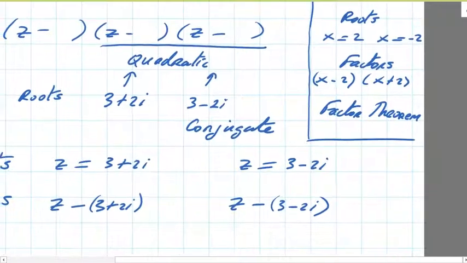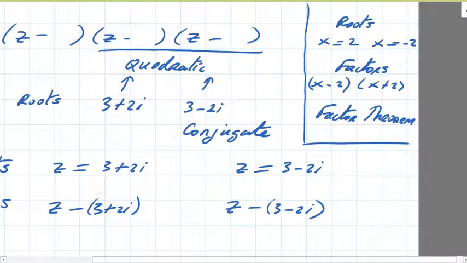Except the root itself looks a bit more awkward. I mean, instead of 3 plus 2i here, which is the root, I only have 2 here, for example. Instead of 3 minus 2i here, I only have minus 2. So what happens to that? You can see there that the 2 went to a minus 2 inside the bracket.